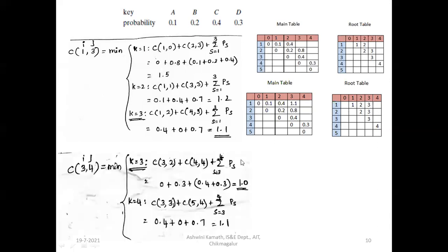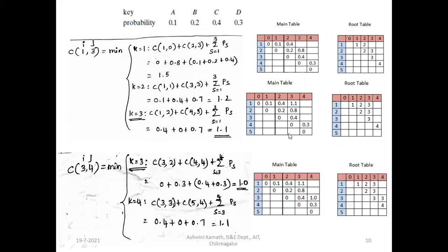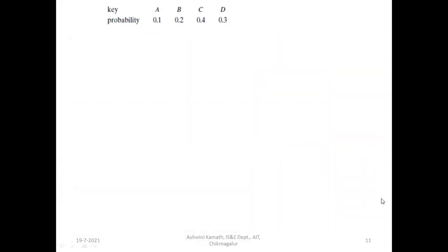Then C(3,4) is equal to 1.0 when K is equal to 3 and 1.1 when K is equal to 4. So 1.0 is the minimum, so update that. So C(3,4) is equal to 1.0 and for K equal to 3, we are getting the minimum value, so the root is equal to 3.